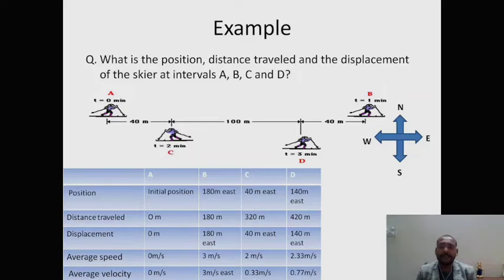In this example, look at this table, where we are getting all the physical quantities at each position: position A, position B, position C, position D, in which we get distance traveled, displacement traveled, average speed, and average velocity at every position.